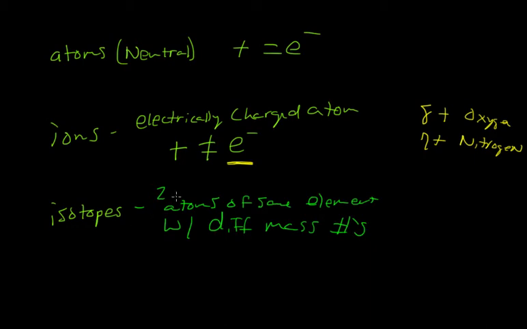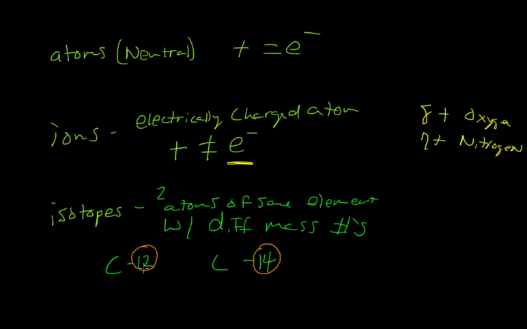Okay, so isotopes are two atoms of the same element with different mass numbers. An example of this would be carbon-12 and carbon-14. Whenever you have the element symbol or the element word written out like this, this is a dash. This is not a negative. And the number on the outside tells me the mass.